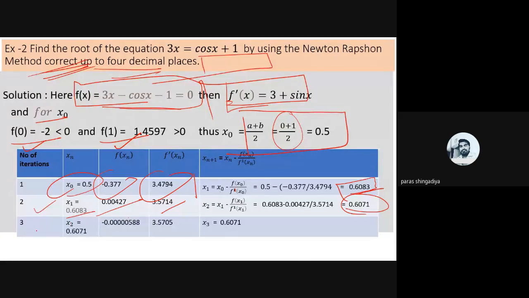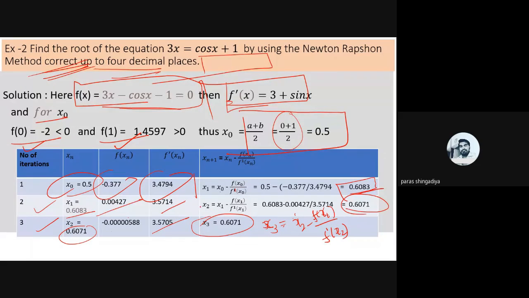Again repeat this procedure for the third iteration. For x2 we have 0.6071, and its output for the function value, and the derivative value is 3.5705. Use them in the formula of x3, that will be x2 minus f of x2 upon f dash of x2. Replace all these three values in this formula and simplify, and you will get the answer 0.6071.